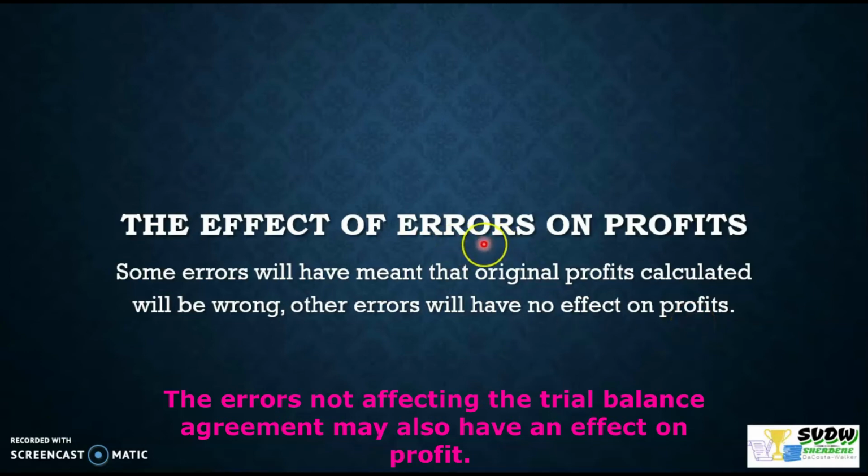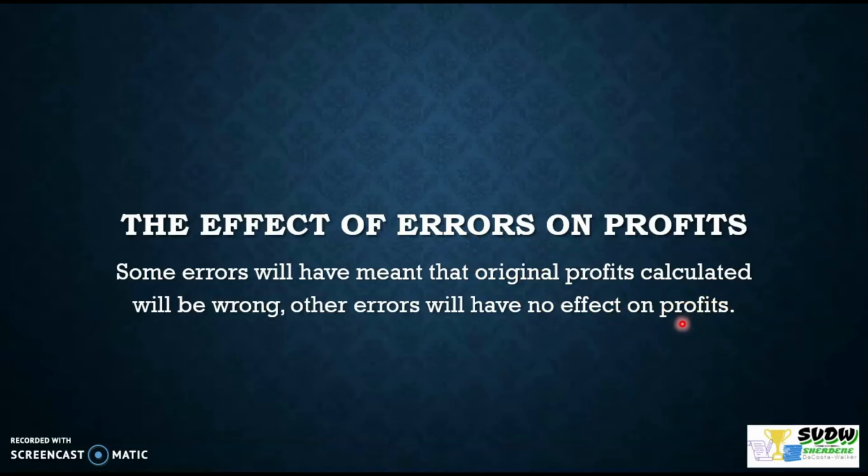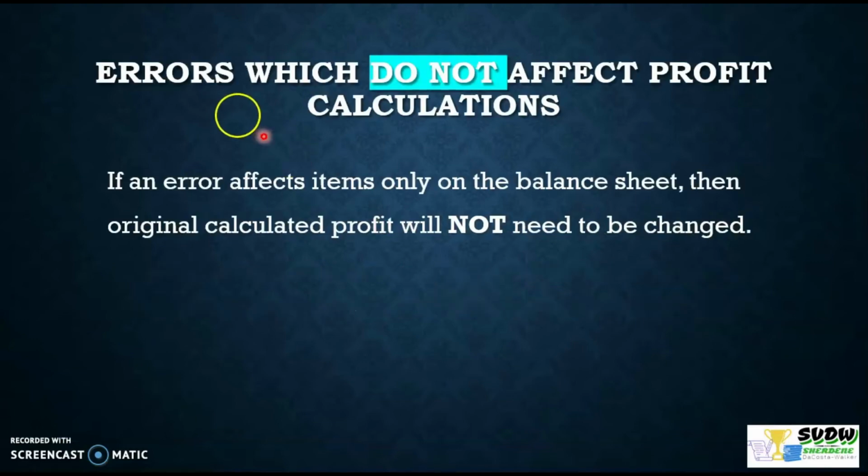So these errors, when we find them, could have affected the calculated figure that we have for our original profit. So let us look at it in depth. We're going to first look at errors which do not affect the profit calculation. So the net profit or gross profit would not have been affected by these errors.